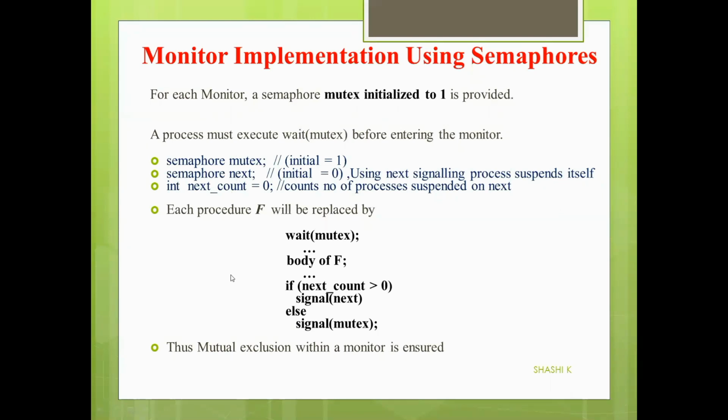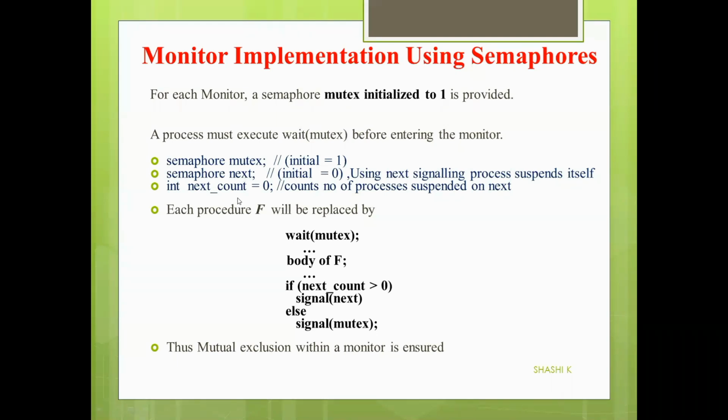So if you have two processes P and Q, and process P wants to give a chance to process Q, then process P has to wait, and all such waiting processes will be put on the next semaphore. The next semaphore is used to keep track of all those processes which are suspended and waiting for the currently executing process to come out of the monitor. The mutex semaphore is initialized to 1 and the next semaphore is initialized to 0. And we have a variable called next_count, which is initialized to 0.